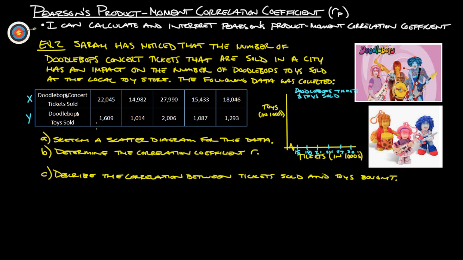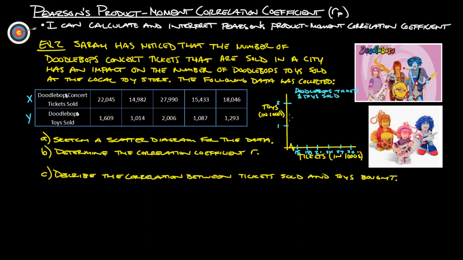Okay, toys. Let's see. We go from 1,000 up to 2,000. So let's do this. This will be 0. Excuse me. This will be 1. Let's do this because we want this top up here to be probably about 2,000. Oh, that's toys in thousands. So let's put this as 2.